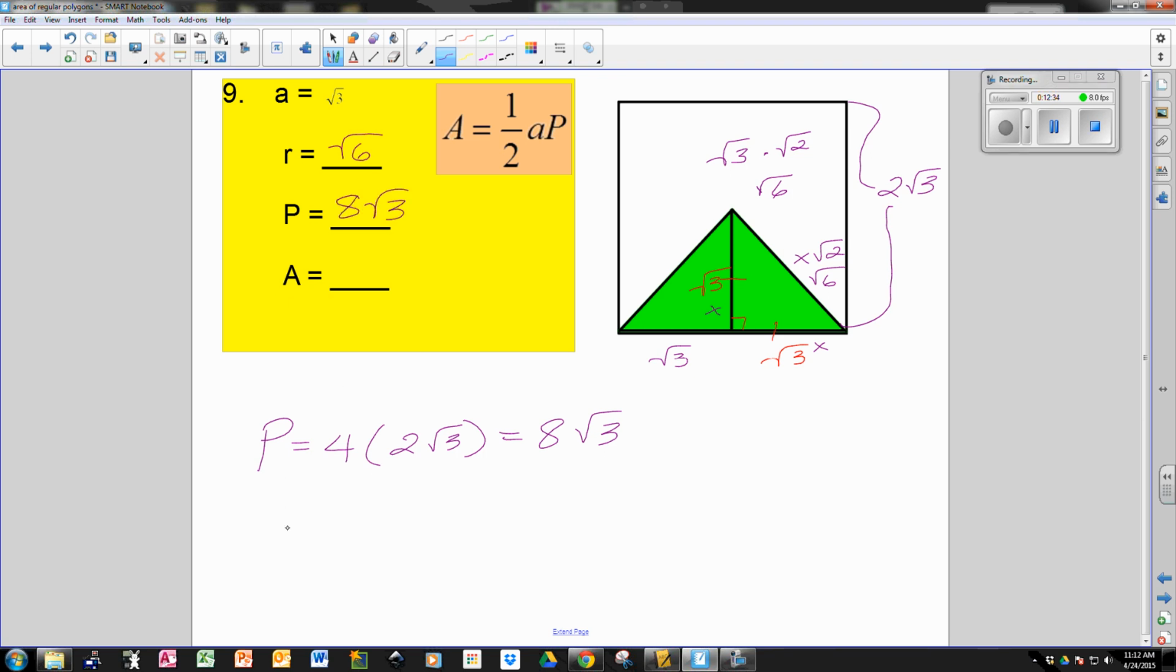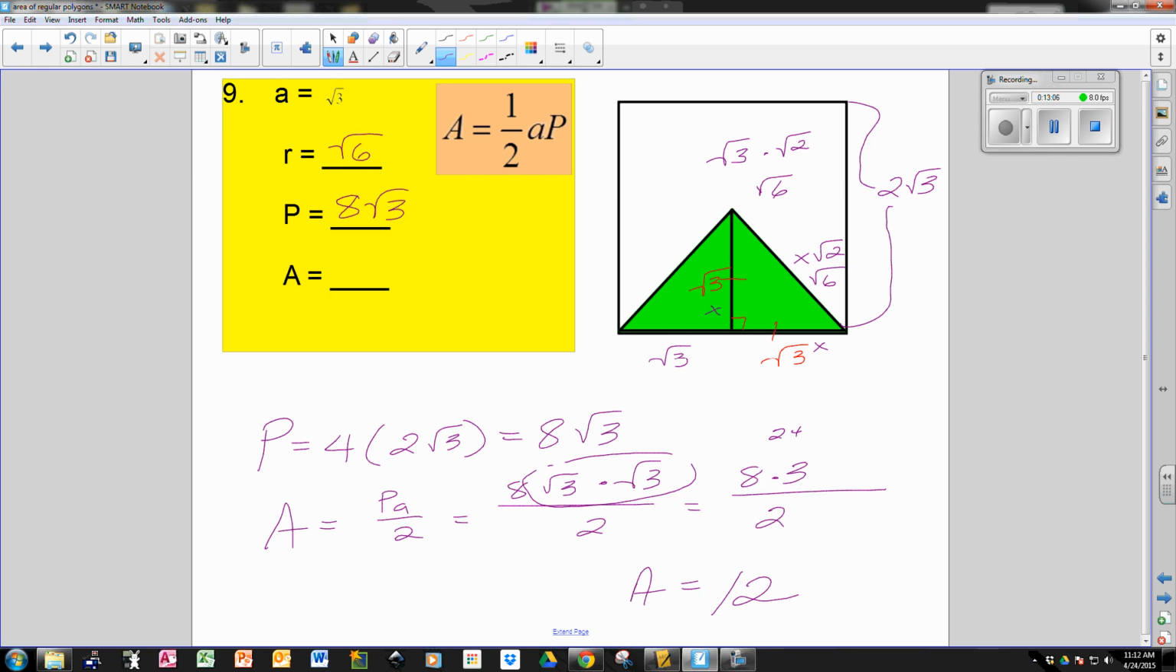If I use my newfound formula, that would be perimeter times apothem over 2, where the perimeter is 8 square root of 3 times the apothem, which they gave me to be the square root of 3, divided by 2. So this is 8. What is the square root of 3 times the square root of 3? If you remember, it's just 3, divided by 2. 8 times 3 is 24. 24 divided by 2 is 12. So your area is 12. They didn't give us units, but I know it's going to be units squared.